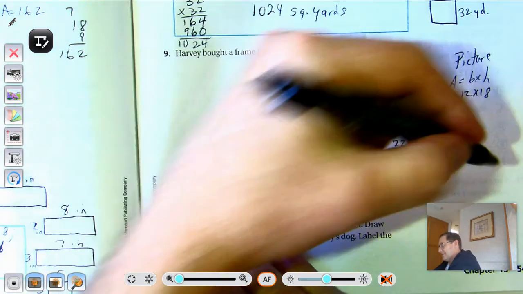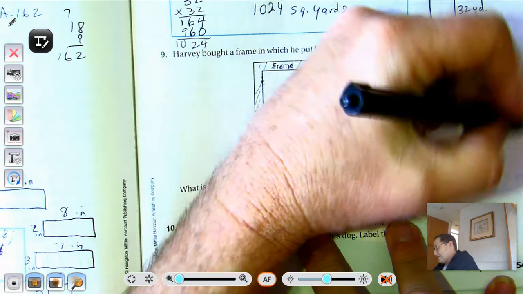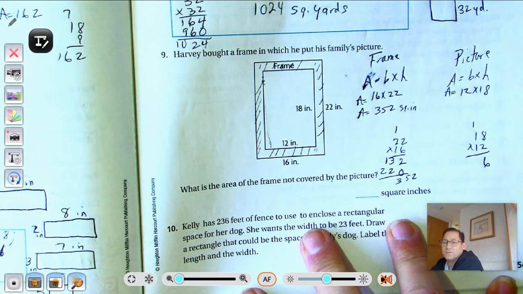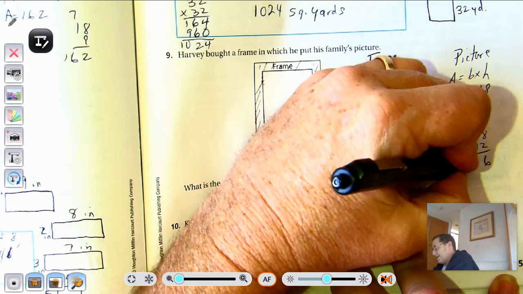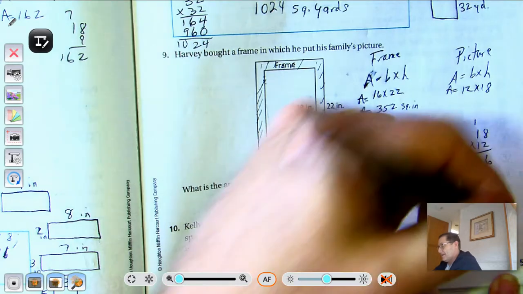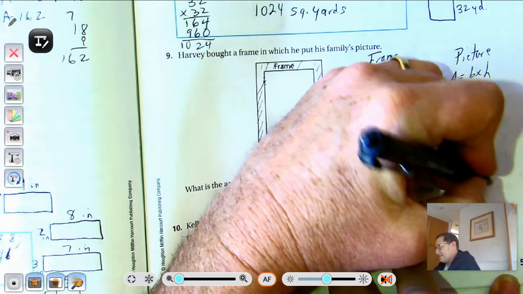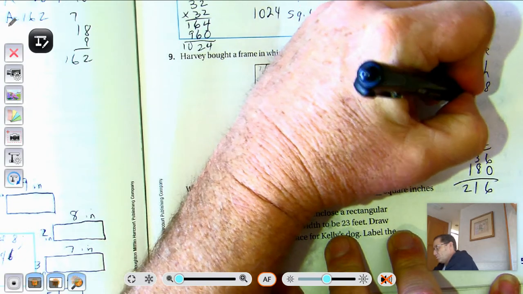The picture itself, 18 times 12. 8 times 2 is 16. Regroup as 1 ten and 6 ones. 2 times 1 is 2, plus 1 more is 3. We're now going to multiply 18 by 10. 18 times 10 is 180. So 216 square inches.